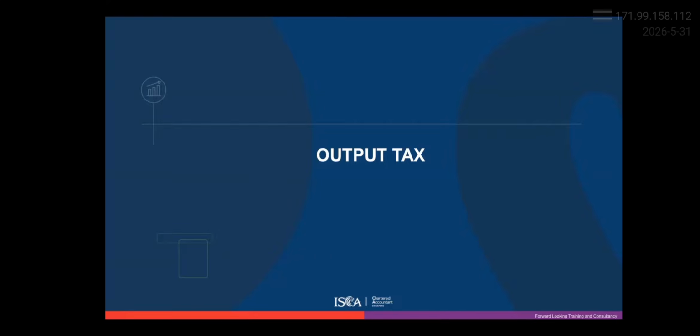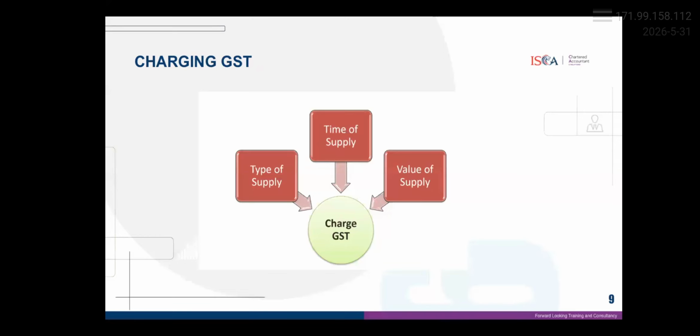Now let's talk about output tax. This is an area where we will have to charge GST and pay the GST to the government, to the Inland Revenue. So how do we determine whether I should charge GST and how much I should be charging? When charging GST, we look at a few categories: the type of supply, the time of supply, and the value of supply. Only when these 3 items are identified do we know when and how much GST to charge to the customers.